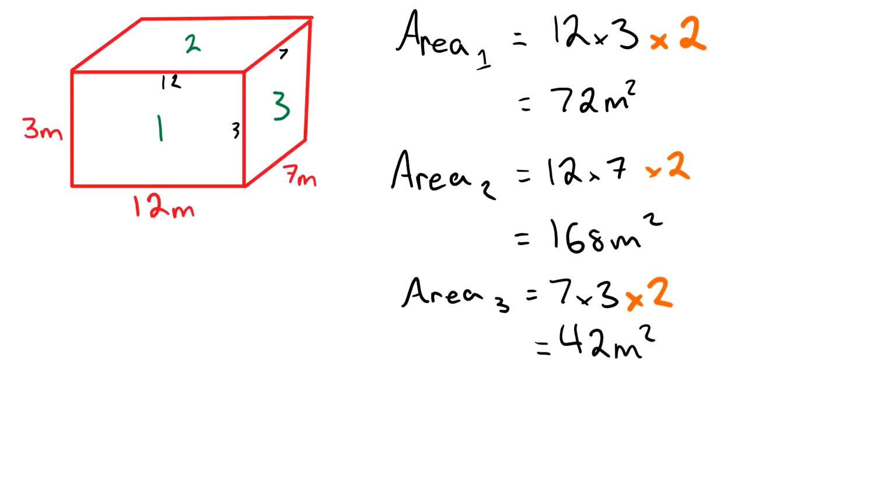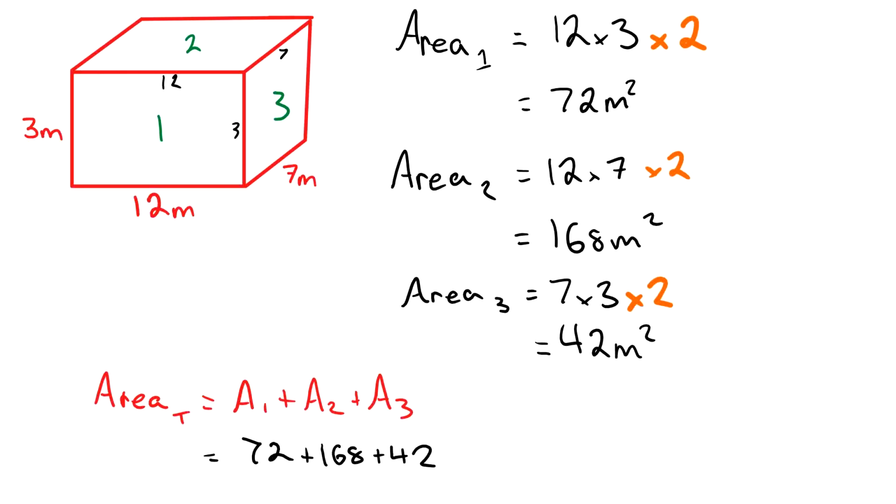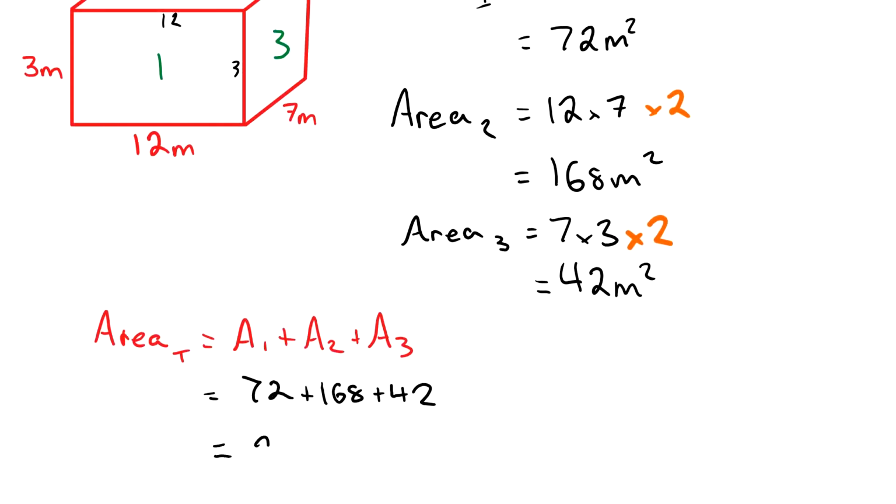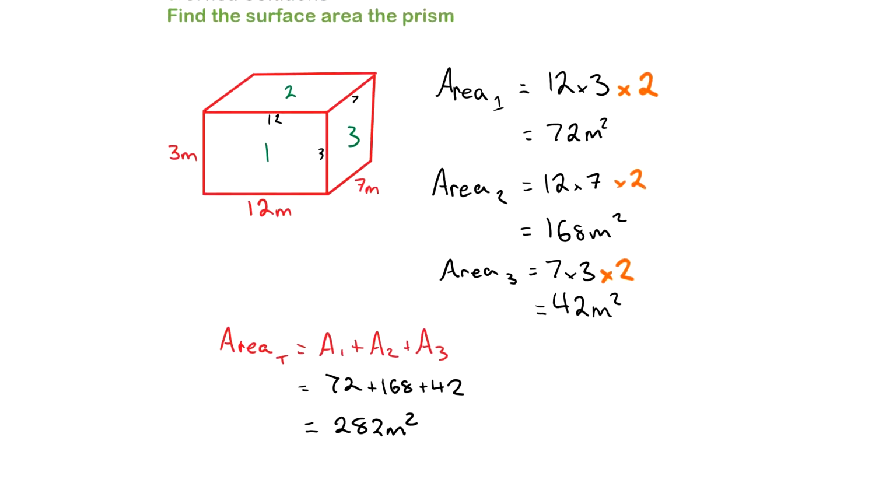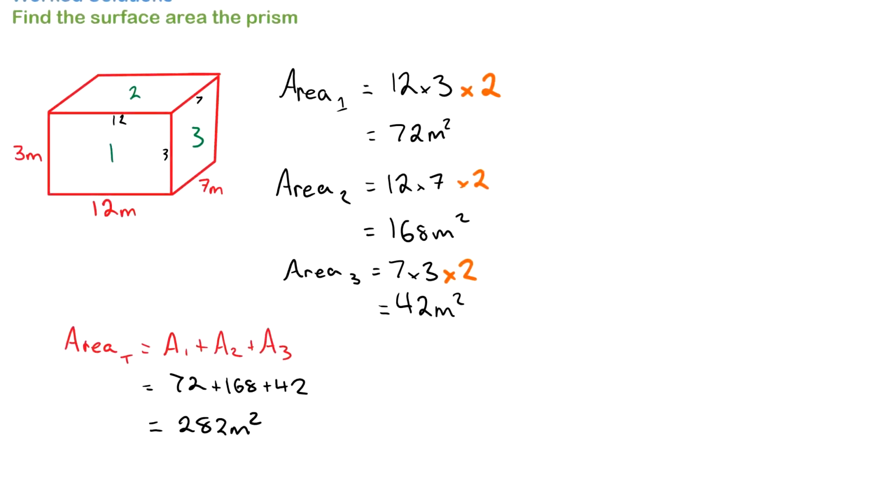Alright, so now that we've got that, I know that my total area, or area T, is going to be area 1 plus area 2 plus area 3, that we've all calculated. So we're going to have 72 plus 168 plus 42, and that comes out as 282 meters squared. So the surface area for this shape is 282 meters squared. Again, when you're finding the surface area, find the area of each face and then add them together at the end.